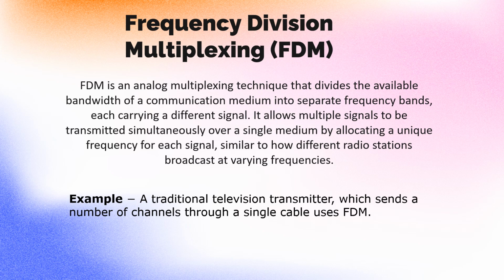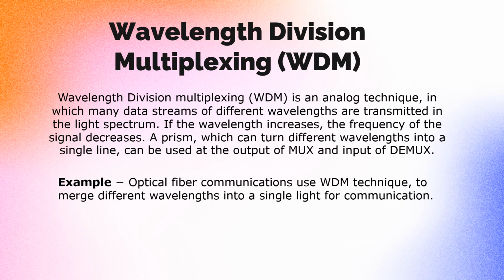We can see in our real life a traditional television transmitter, which sends a number of channels through a single cable, uses FDM. So in our TV we can see that a single cable comes to a TV, and from that cable we receive the signals for different types of channels. So we use FDM in that case. Next we have wavelength division multiplexing or WDM.